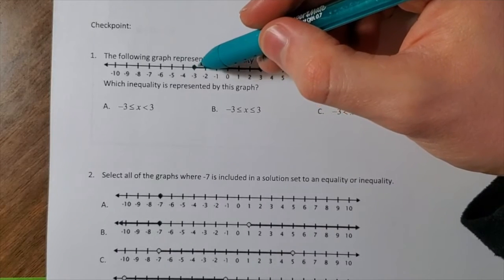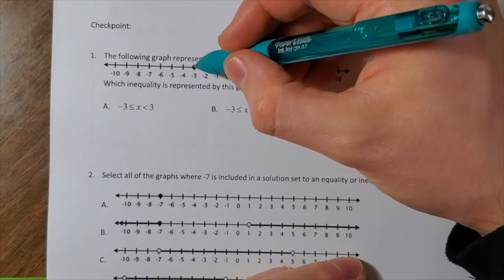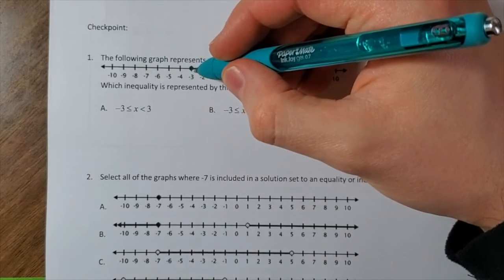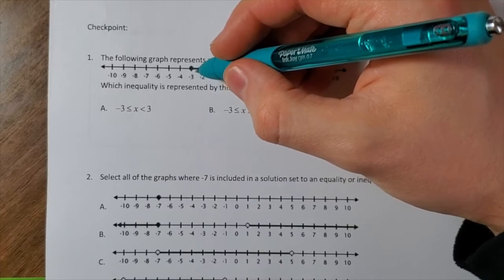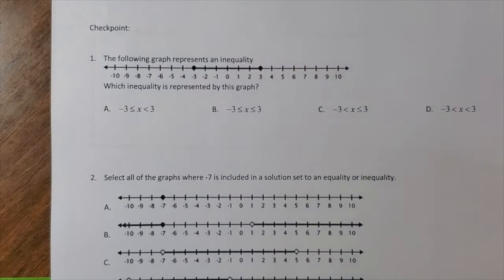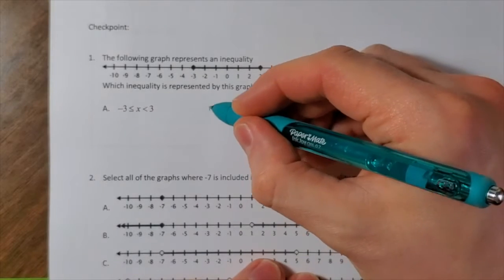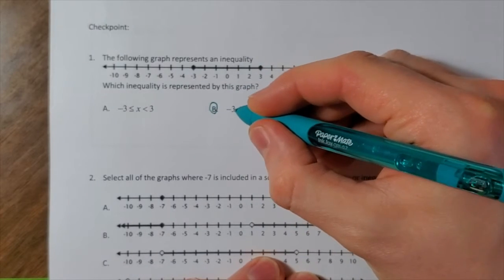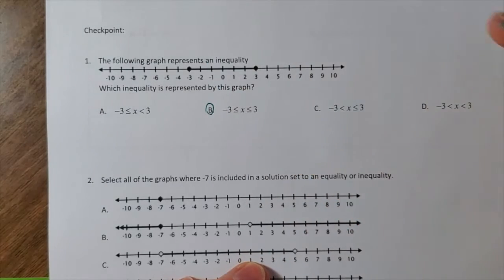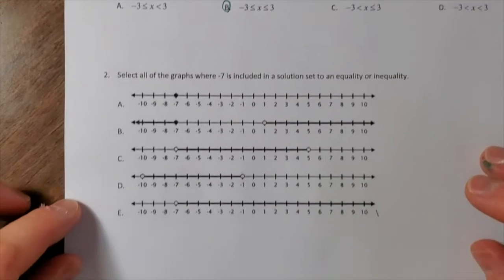And we can see that both points themselves are included. So we want to have definite inequalities here where we're including our -3 and our 3. So the only one that looks like it fits that statement would be B here, where we have x is greater than or equal to -3 and less than or equal to +3. That allows us to include both of those ends on our graph. So it looks like B is the best bet here.